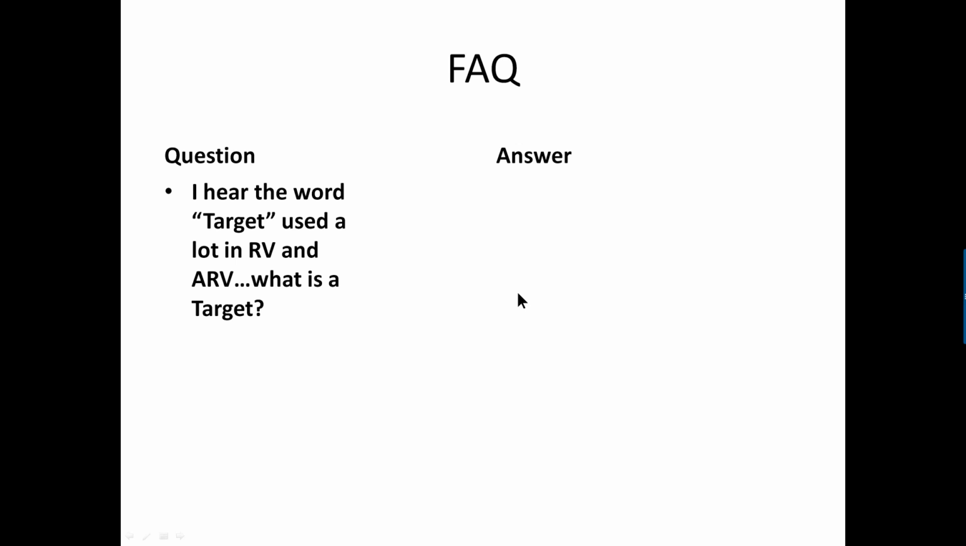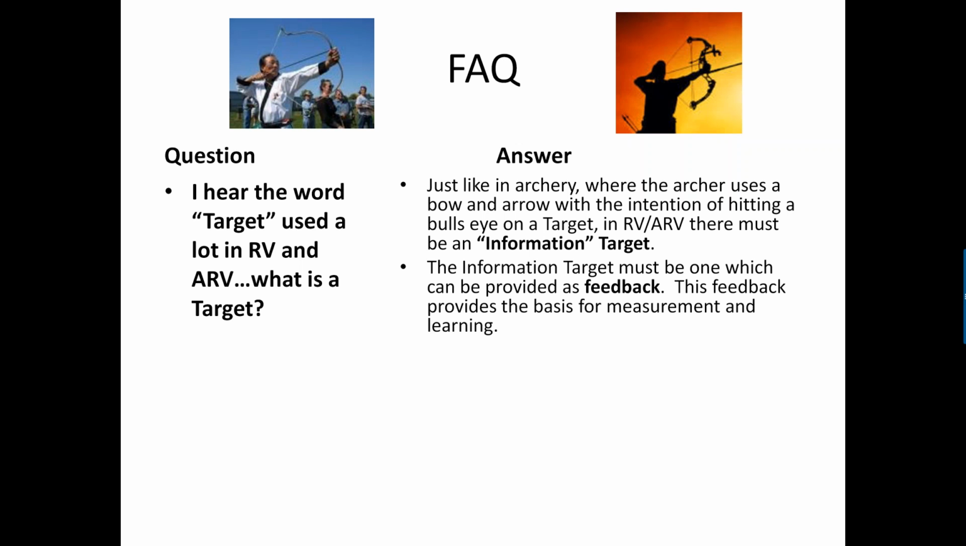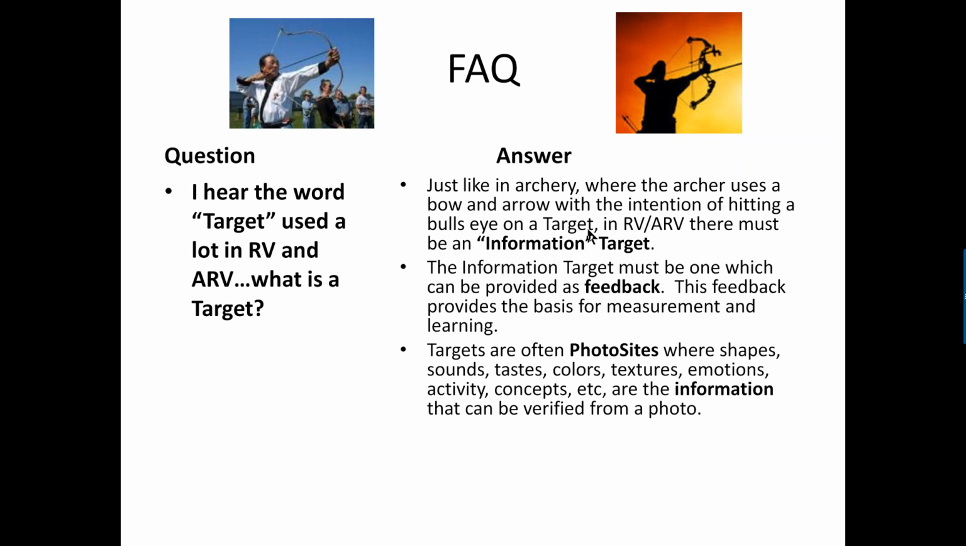Second question. I hear the word target used a lot in both RV and ARV. What is a target? Just like in archery, where the archer uses a bow and arrow with the intention of hitting a bullseye on a target, in RV and ARV, there must be an informational target, a target that's made up of information. The information target must be one which can be provided as feedback. This feedback provides the basis for measurement and learning, really just like in the bow and arrow case. It's a very specific thing.